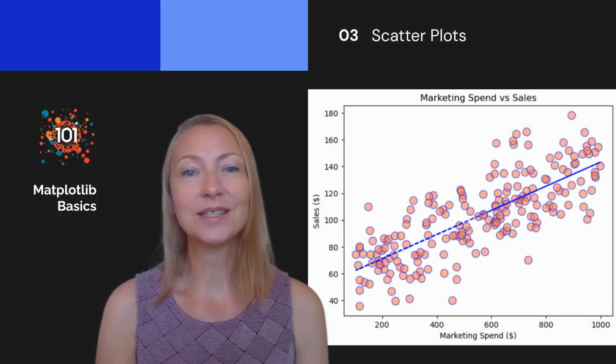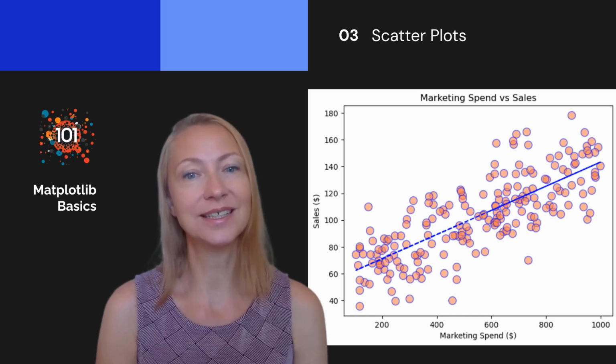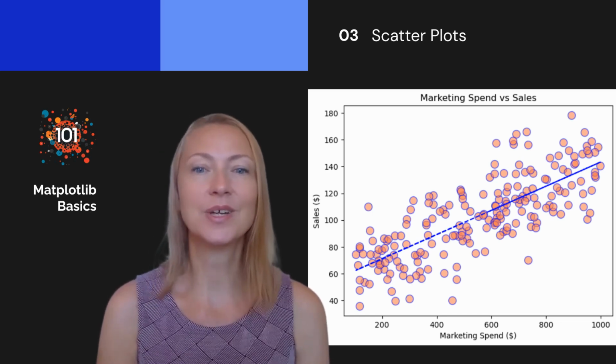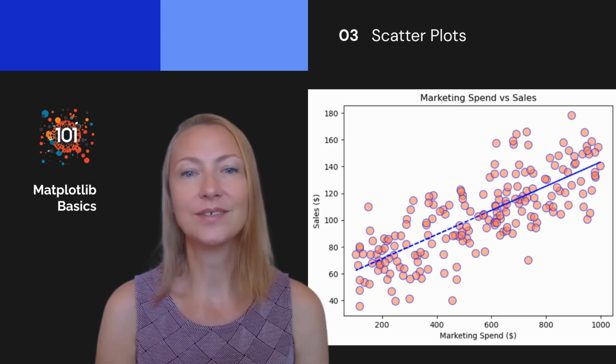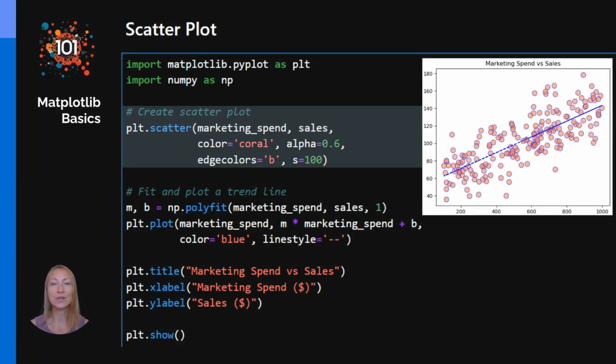Finally, we have scatter plots, which are great for exploring relationships between two continuous variables. For instance, you might want to examine how marketing spend impacts sales. Scatter plots allow you to spot correlations or patterns in the data. To define a scatter plot, we need the plt.scatter function to visualize the relationship between marketing spend and sales. Here we set the color of the points to coral, which stands out nicely against the background. We also adjust the transparency with alpha 0.6, so the points are semi-transparent and don't completely obscure each other.